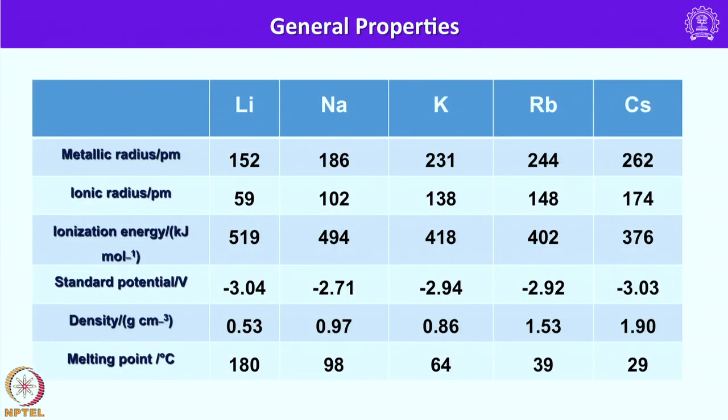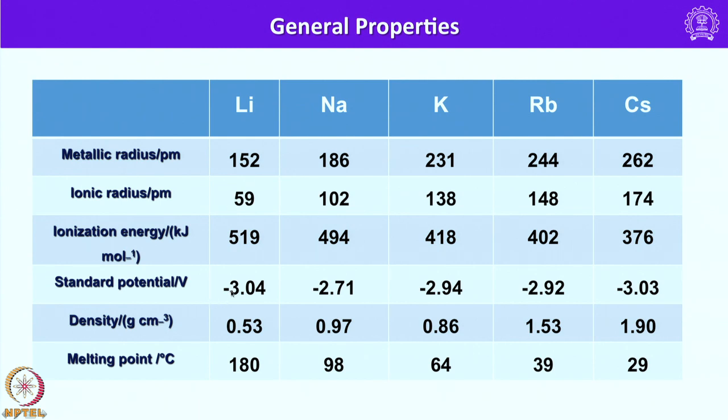Let us look into the general properties. I have listed here general properties for alkali metals, and you can look into the metallic radius for all these elements. Metallic radius is steadily increasing as expected due to the increase in the size, and consequently ionic radius is also increasing, with lithium showing 59 picometer. And ionization energy is also decreasing in this order because of increase in size, with highest ionization energy shown by lithium, and standard potential is also shown here.